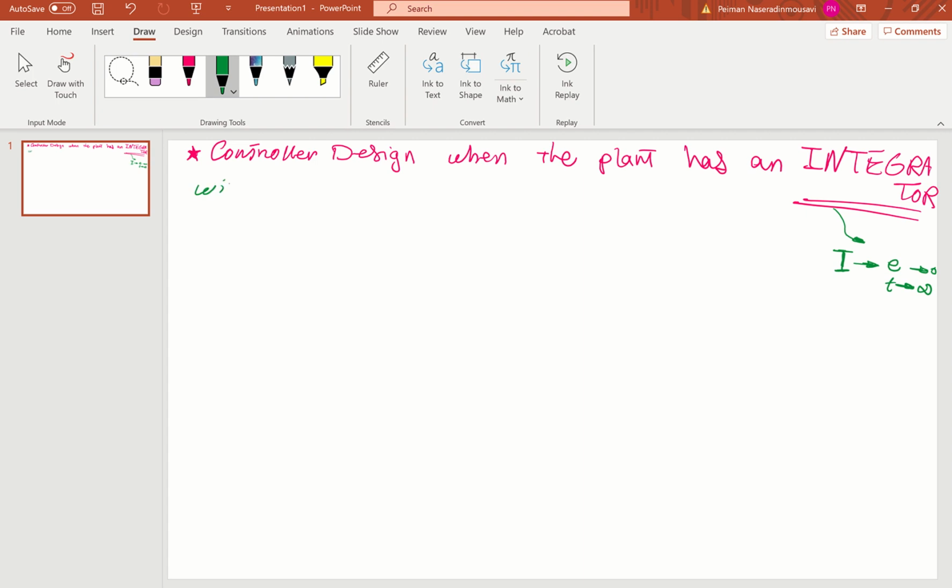So with non-zero, or not origin, reference input. This is fundamentally different from the state feedback that I taught you in the previous classes. So here it says that the plant has an integrator in the transfer function, with non-zero reference input. Okay, so again, we are dealing with the LTI system.